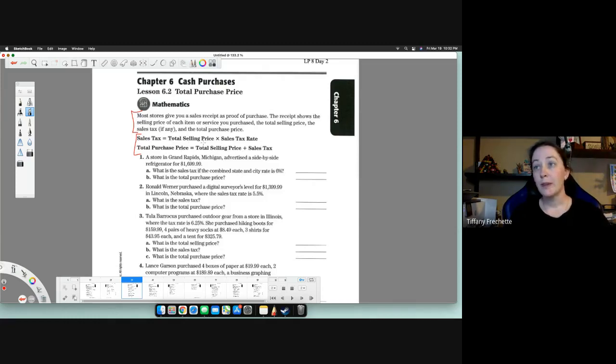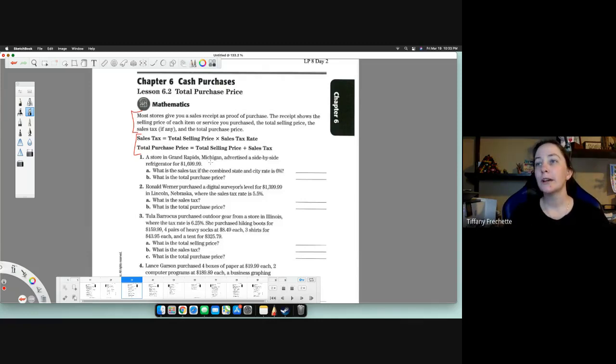And we might have to total the selling price in a lot of these. At first, they're probably going to give us totals, and then it looks like down here they're going to start asking us to calculate the total on our own. And then total purchase price would equal the total selling price. So, what are you buying? How much does it cost? Plus the sales tax that you just calculated. Not sales tax rate, sorry, sales tax. Said that funny.